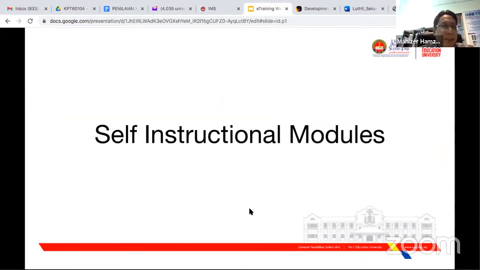Then I will go briefly through the self-instructional module. In Malaysia now we are quite actively developing self-instructional modules. Because why? Because it saves a lot of money, and there is less face-to-face or synchronous lecturing, because the students can go through the module by themselves. At the end of the semester, they just take an exam. So they are using a self-learning module.